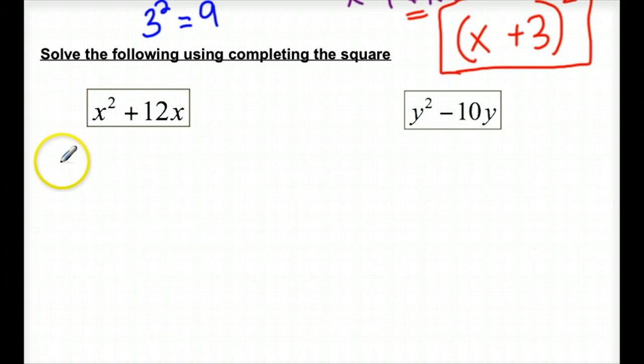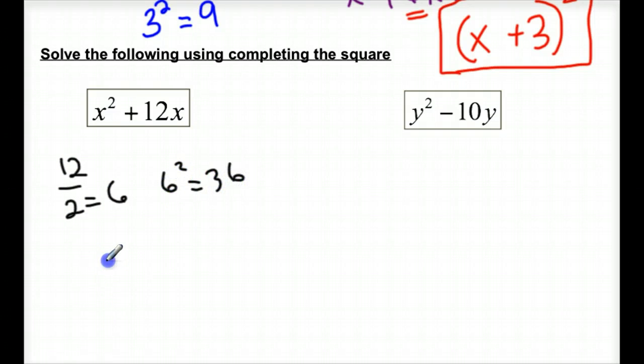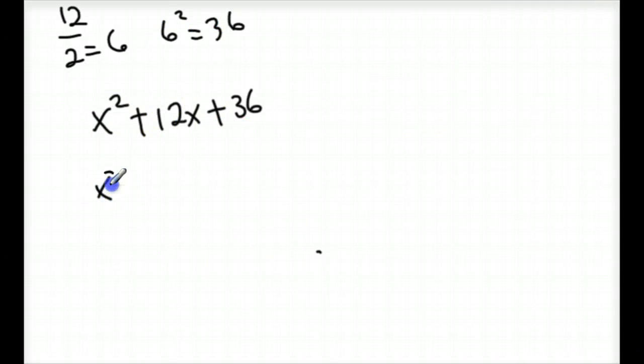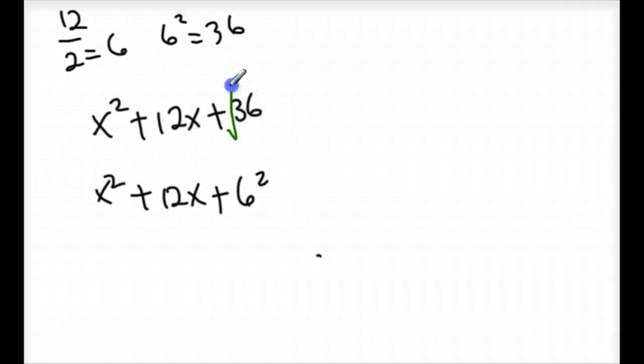So again, my middle term is 12. Take half of that, which is 6. And then I want to take 6 squared, which is 36. And I'm going to rewrite this: x squared plus 12x plus 36. And then just for my own purposes, I am going to rewrite this as x squared plus 12x plus 6 squared because I took the square root. So then I know this is a 1 and my b is 6. So I say 6 times 1 is 6. And then 6 times 2 will give me 12, which is what I wanted.